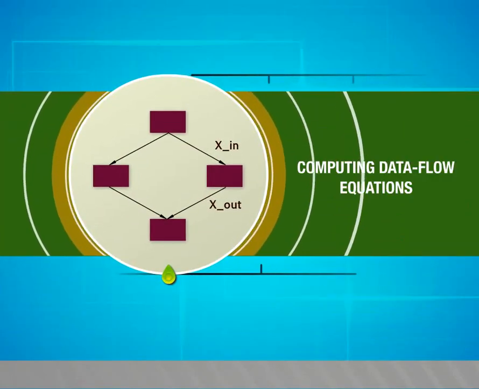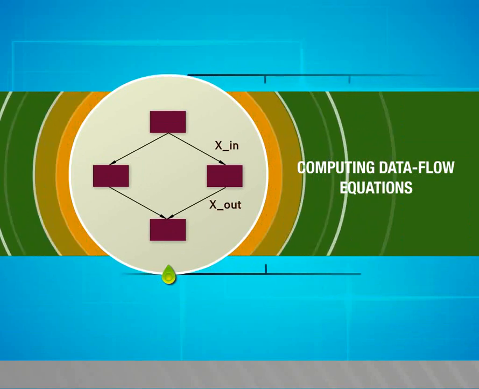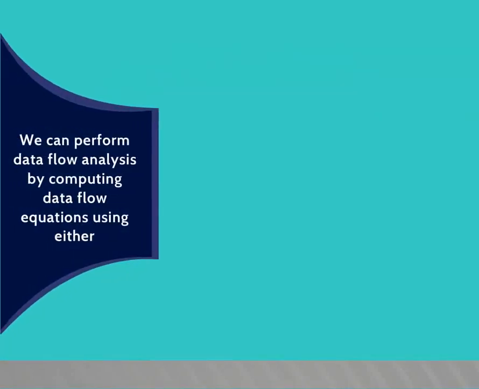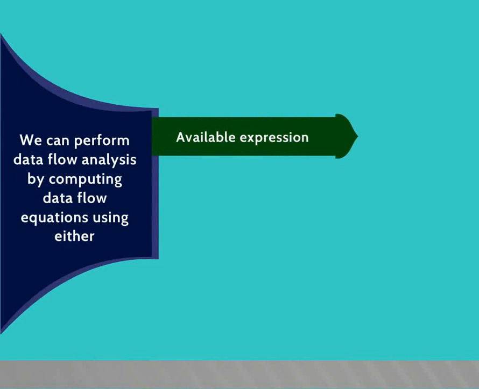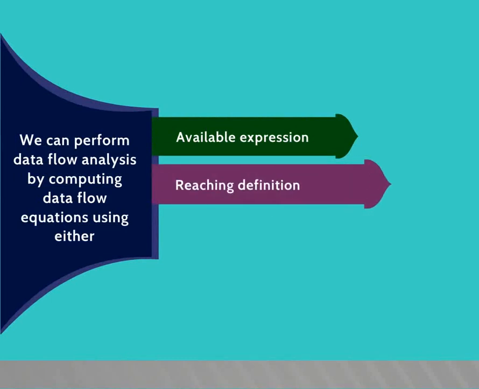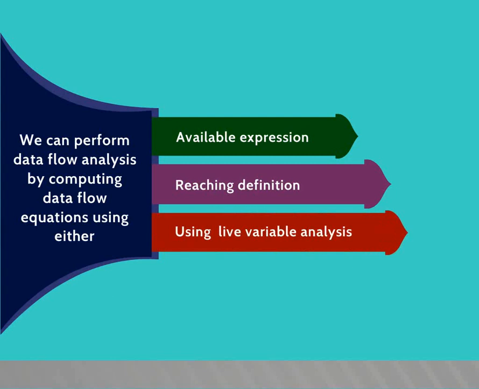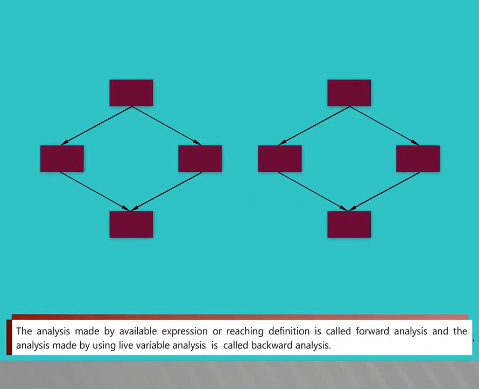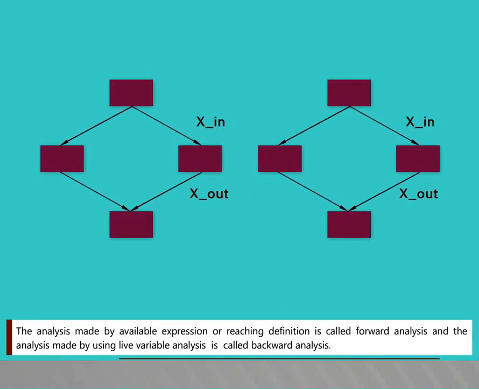Computing data flow equations. In this video, we are going to see about computing data flow equations. We can perform data flow analysis by computing data flow equations using either available expression, reaching definition, or using live variable analysis. The analysis made by available expression or reaching definition is called forward analysis, and the analysis made by using live variable analysis is called backward analysis.